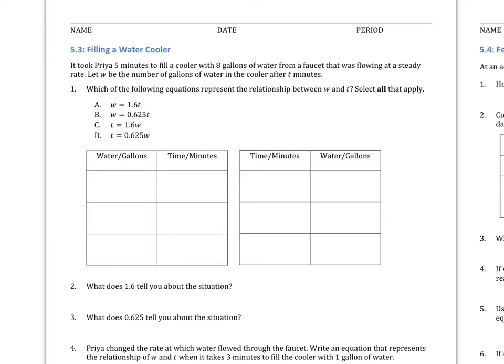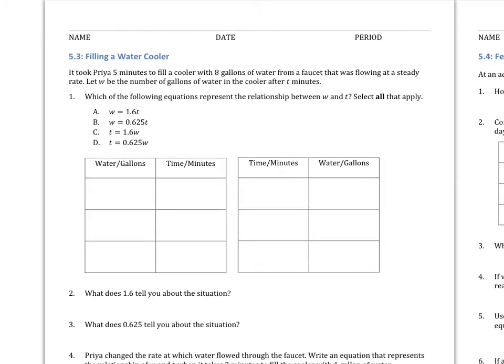It tells us that it took Priya 5 minutes to fill 8 gallons of water. So in my first table, I'm going to put 8 in the first column and 5 in the second column. To figure out my constant of proportionality, remember it's always the second column divided by the first column. So I'm going to do 5 over 8. 5 over 8 is equal to 0.625. So I know the constant of proportionality is 0.625.